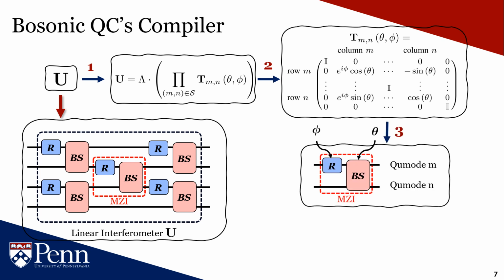Then we will use a phase shifter to encode phi and a beam splitter to encode theta. We call this phase shifter together with the beam splitter an MZI block. Finally, we join those MZI blocks together to build the linear interferometer that achieves the unitary transformation U. And in this form, an n-dimensional unitary matrix needs n Q-modes to decompose. Each Q-mode corresponds to one column of the matrix.